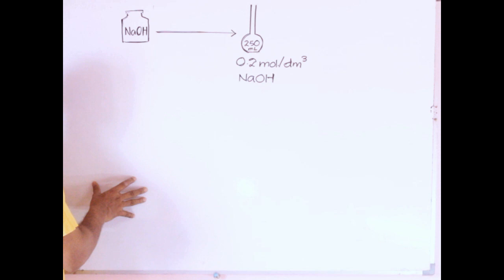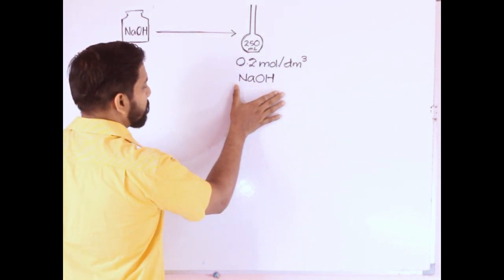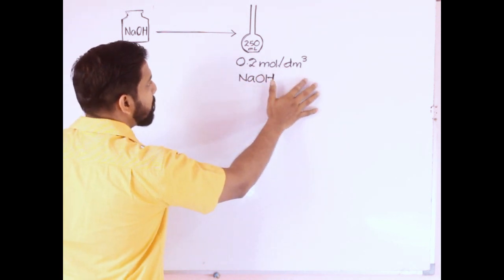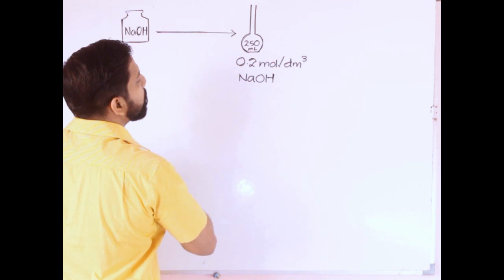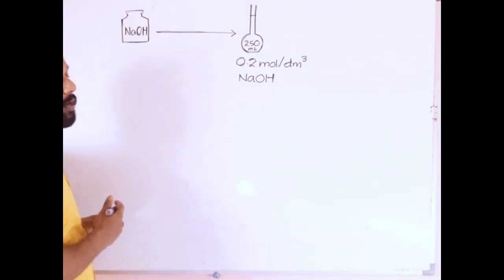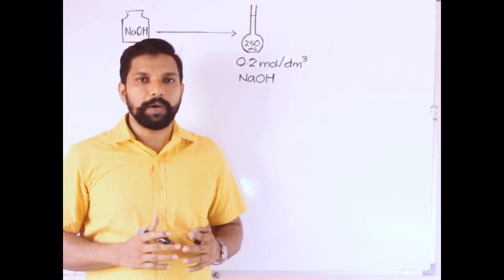The situation is we need to prepare sodium hydroxide solution. Its concentration is 0.2 moles per dm cube. The volume we need to prepare is 250 milliliters or 250 cm cube. You are given a bottle of sodium hydroxide solid.